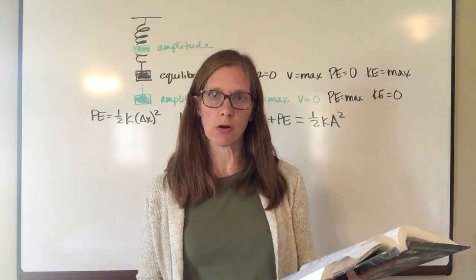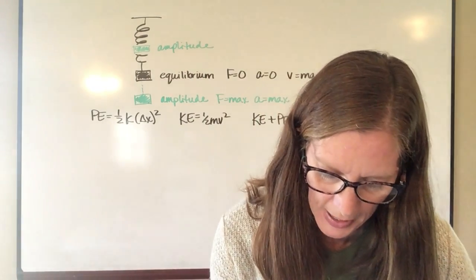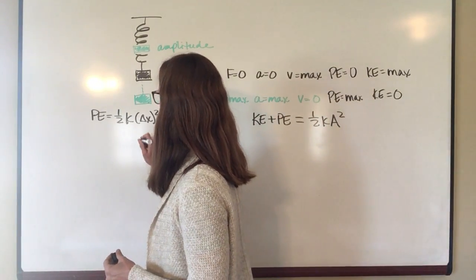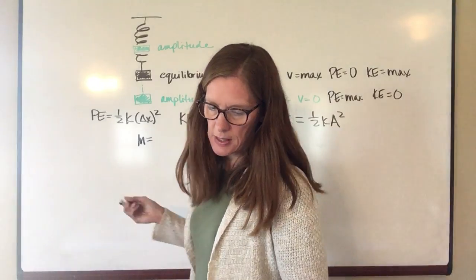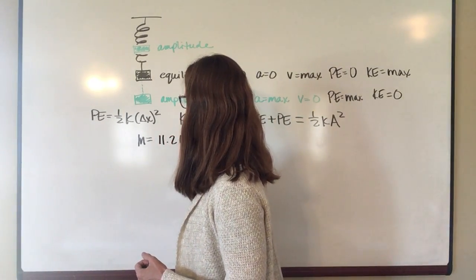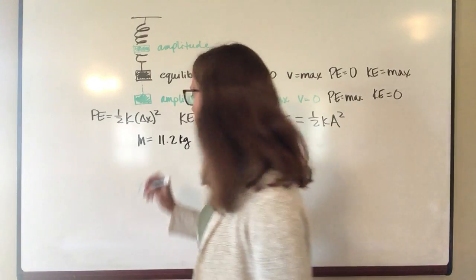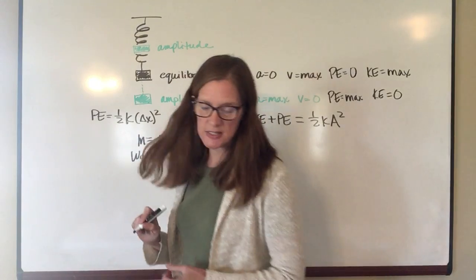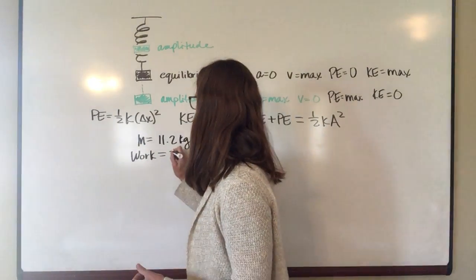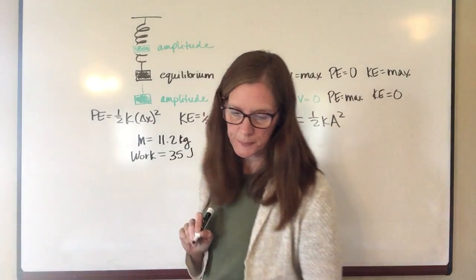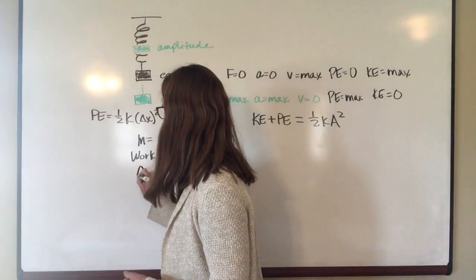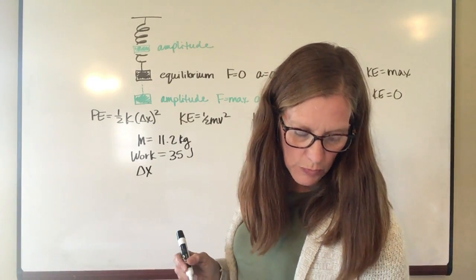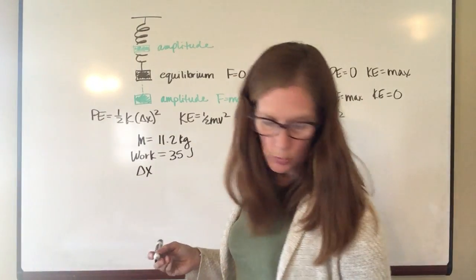Well, there's 3 questions here. Let's take them one at a time. Let's start out by writing down exactly what we already know. We know that the mass is 11.2 kilograms. We know that the work, and I'm actually going to write work this time so we don't confuse it with weight, the work that she does on the spring as she's pulling it down is 35 joules. And we know that when she stretches the spring, once she hangs the mass on the spring, it stretches 14.1 centimeters.